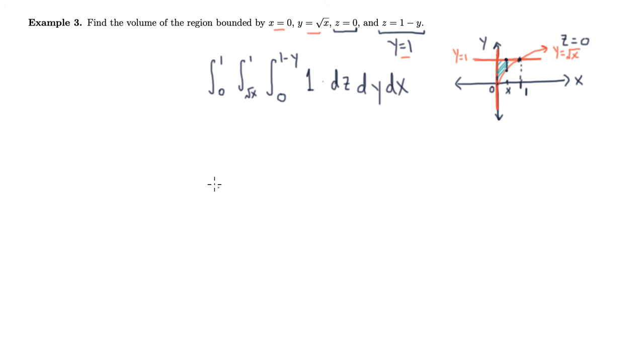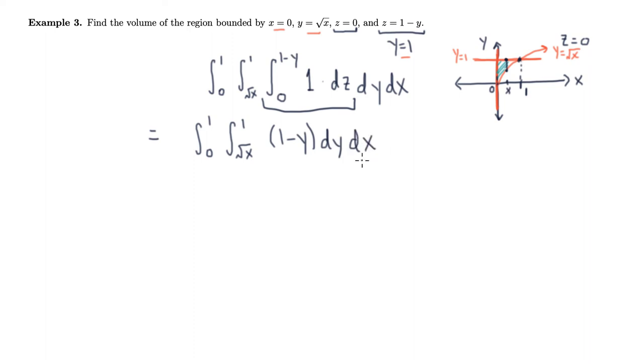So now it's just a matter of solving it. Well, the innermost integral is where I want to start, and that's a walk in the park. An antiderivative of 1 is just z, and then I evaluate it from 0 to 1 minus y. When I evaluate at 0, I of course get 0. So I'll have the integral from 0 to 1, root x to 1, of just 1 minus y dy dx.